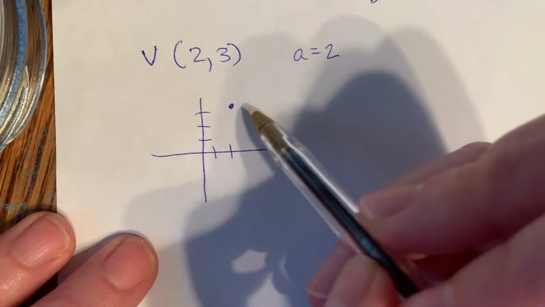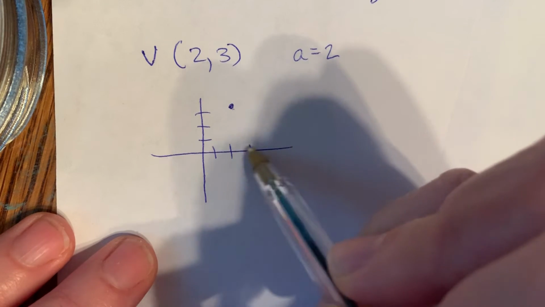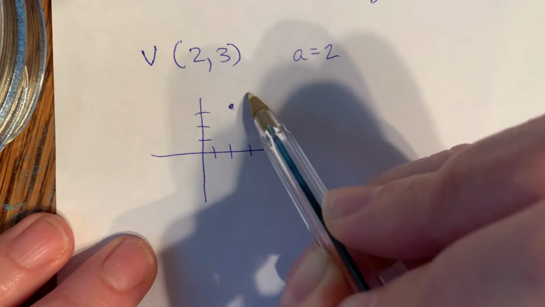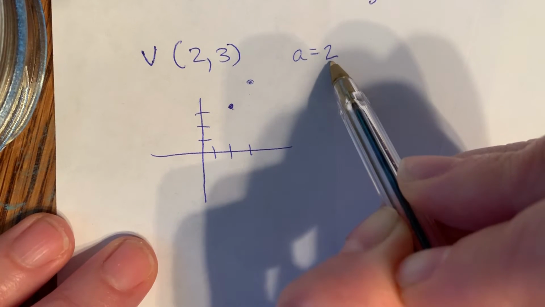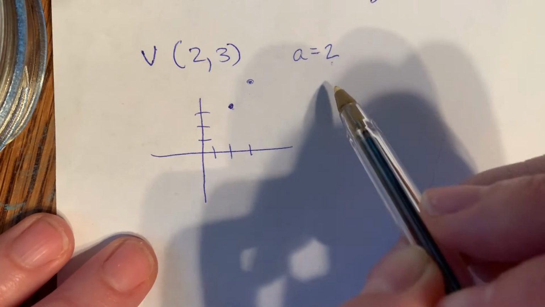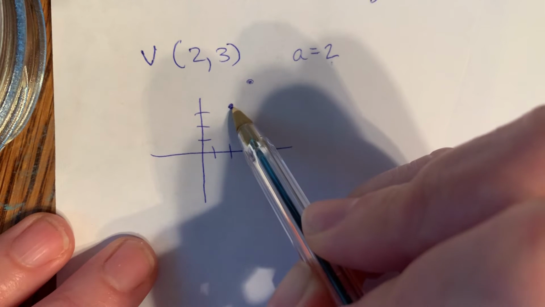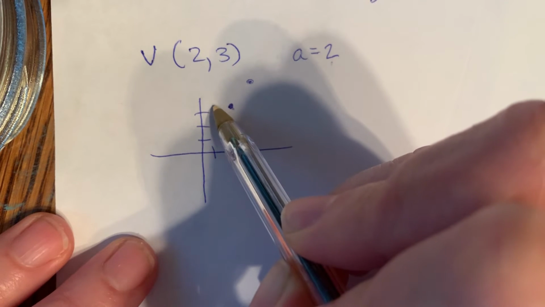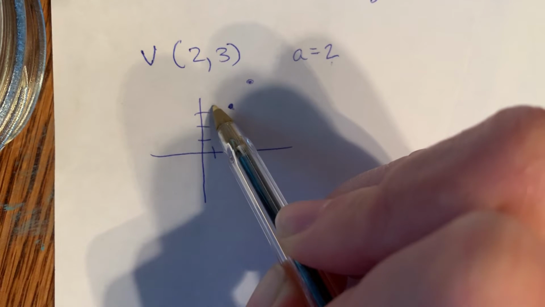That just means the shortcut is from the vertex, I can go right 1 unit and up 2 because a is 2. It's positive, so I'm going to go up. If a was negative, I would have gone down 2, but it's positive. And then likewise, from the vertex, I can go the opposite direction, the left, 1, always left and right 1. That's it. You can't keep going over 1.